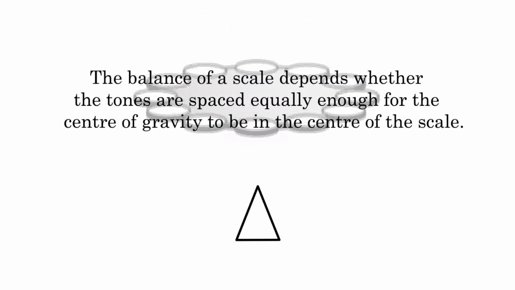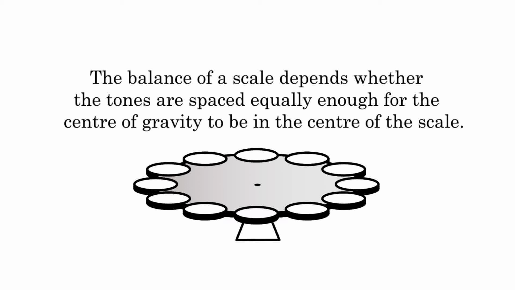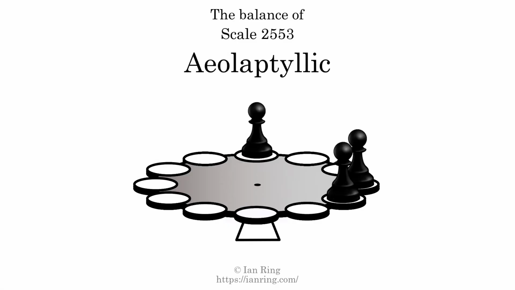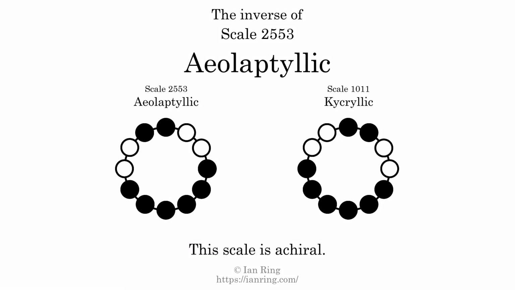Here, the balance of a scale depends on whether the tones are spaced equally enough for the center of gravity to be in the center of the scale. This scale is not balanced. The inverse of a scale is a mirror image. It is what you get when the sequence of intervals is reversed.